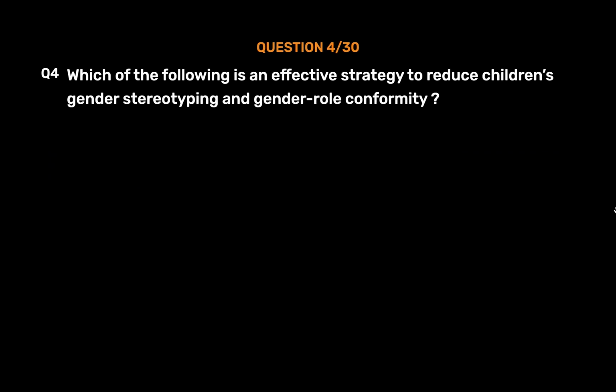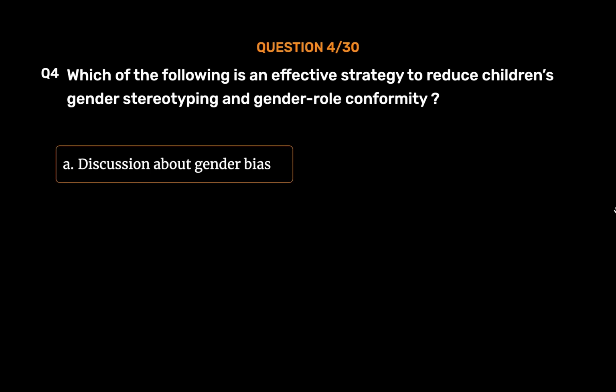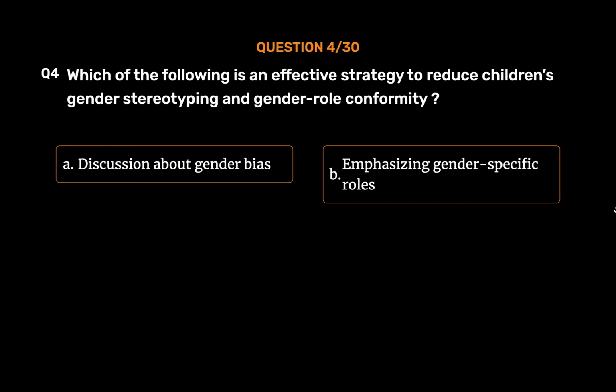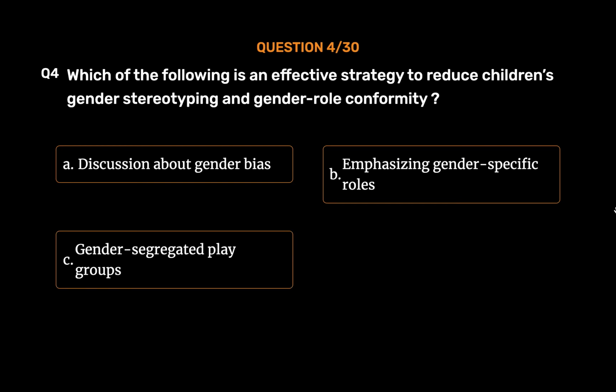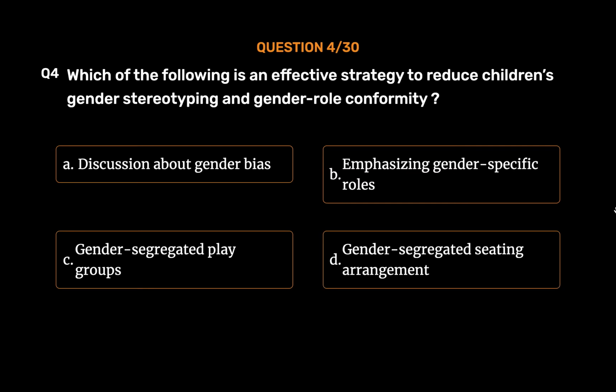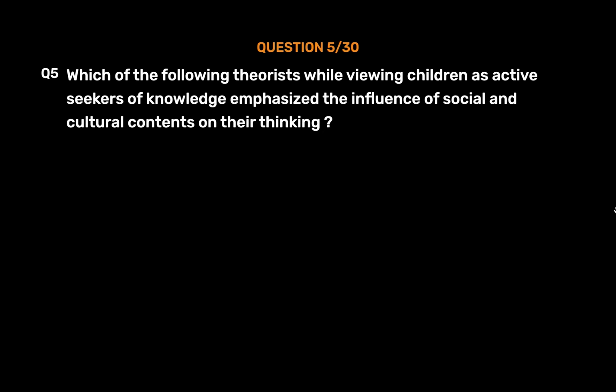Question number 4. Which of the following is an effective strategy to reduce children's gender stereotyping and gender role conformity? Option A. Discussion about gender bias. Option B. Emphasizing gender-specific roles. Option C. Gender-segregated playgroups. Option D. Gender-segregated seating arrangement. The correct answer is Option A. Discussion about gender bias.